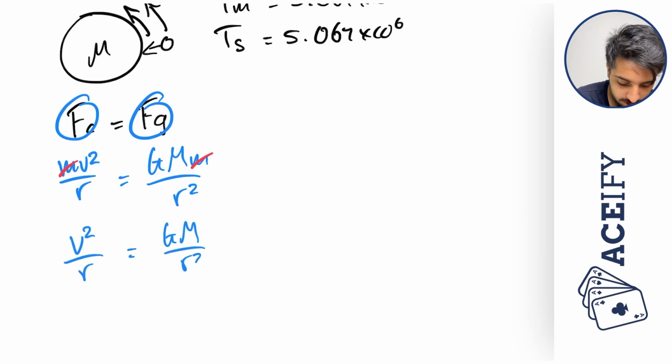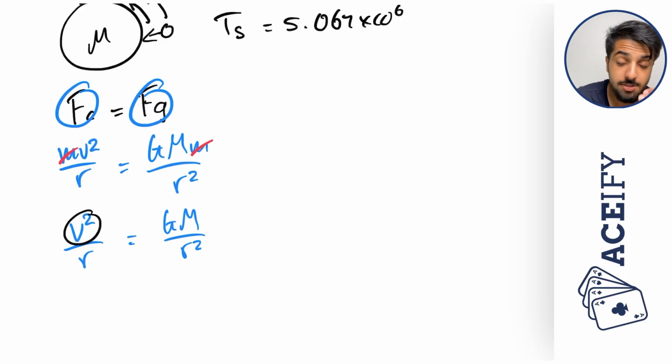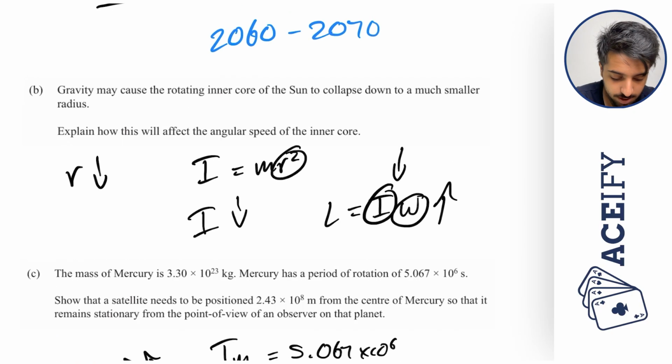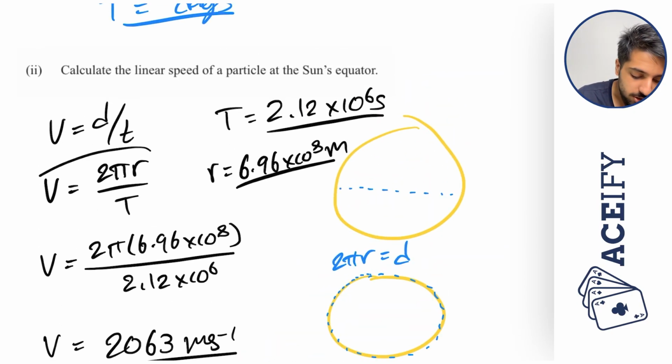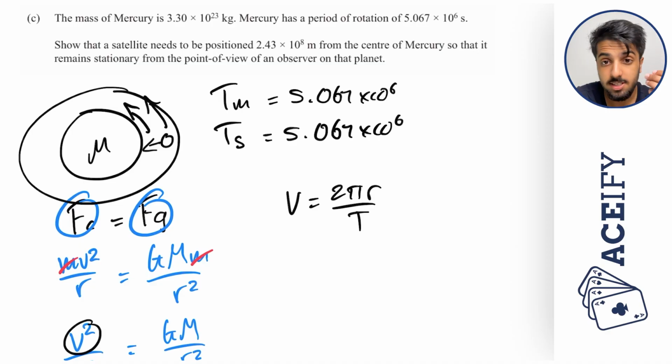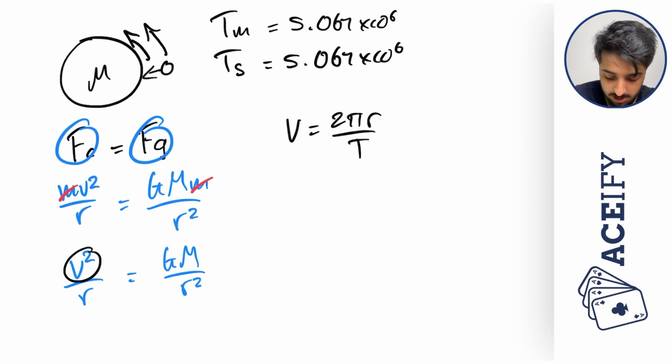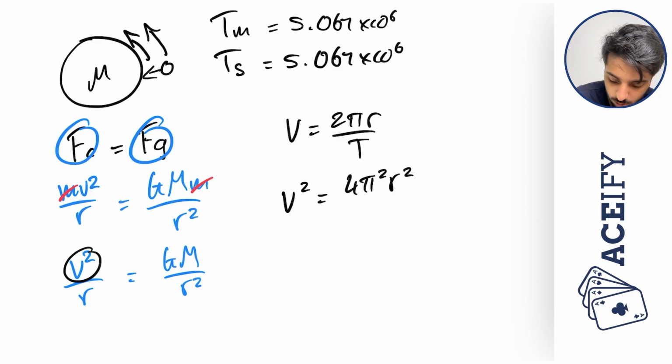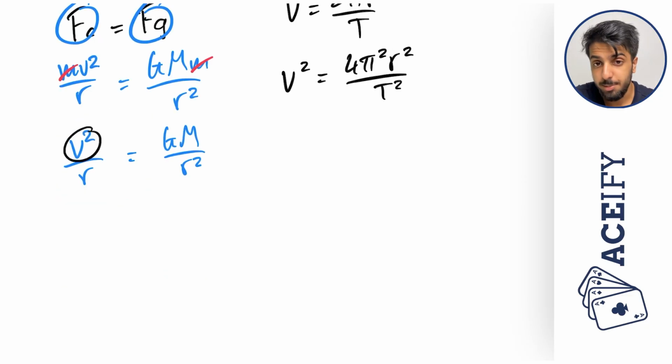Now as for our velocity, this is the velocity of the satellite, and our velocity is equal to 2 pi r over T. The reason for that is the same reason why our particle had a velocity of 2 pi r over T. The satellite is going around in a circle, therefore the distance is the circumference of a circle, 2 pi r, and it has a time of a single period. Now what that means is that v squared is equal to 4 pi squared r squared all over T squared, and so now we can make that substitution.